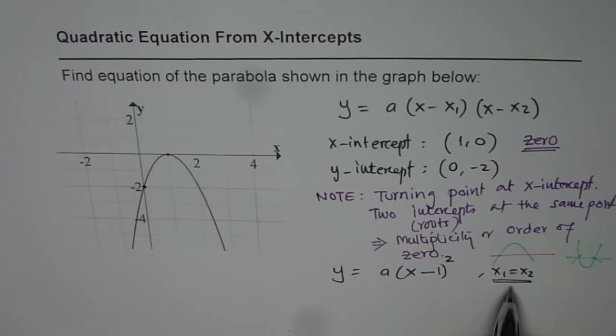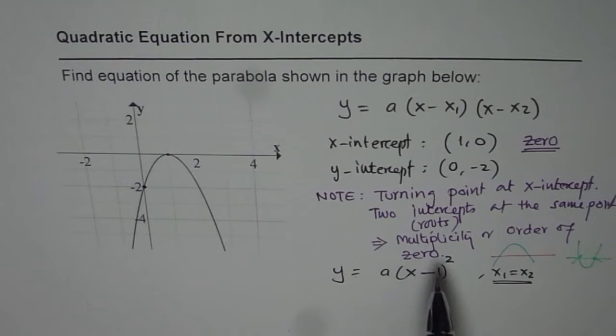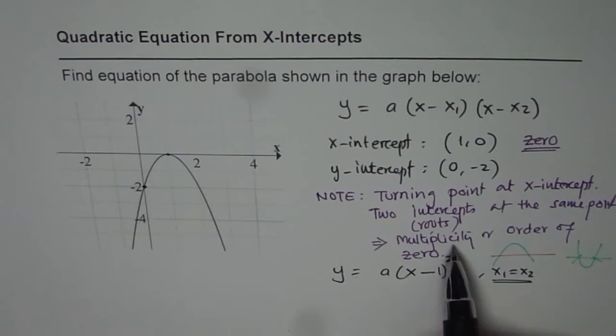That's the reason, right? So I want this point to be very clear to you, and at times we will refer to this point as a zero of order 2 or multiplicity 2. I hope that's clear, right?